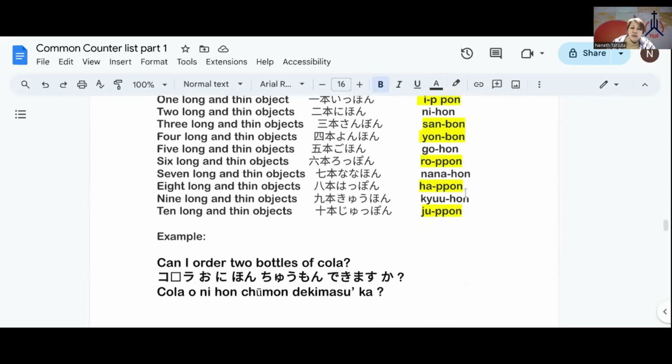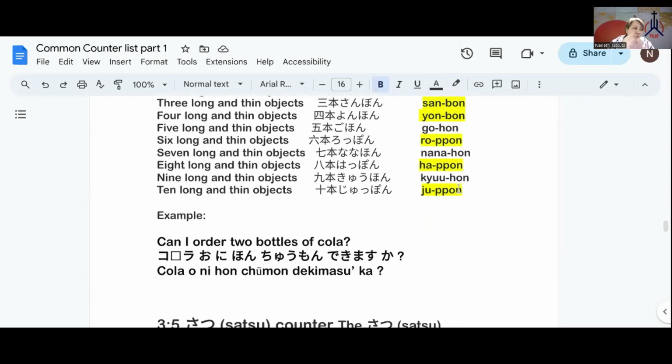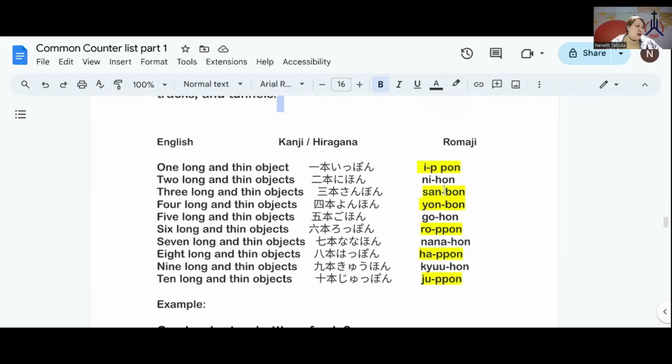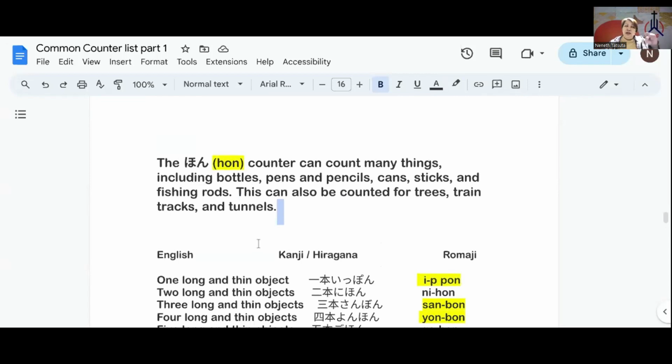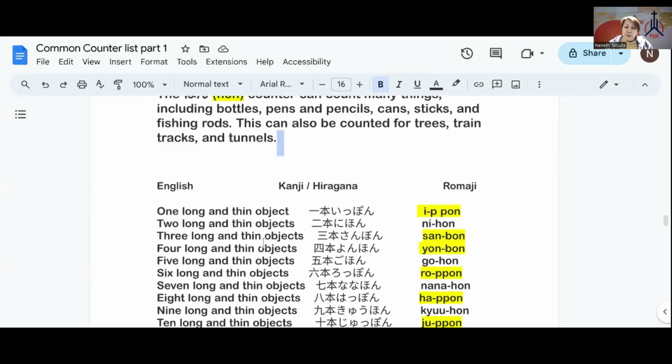So for example, a bottle of water like this is ippon. This one is ippon. What else? Kasa, or umbrella, is also included in hon, because it is thin and long. Ippon, nihon.